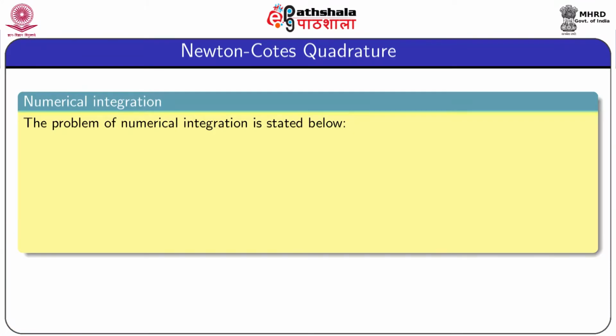In this module, that means module 2 of chapter 7, we shall consider the Newton-Cotes quadrature formula. This formula is obtained by integrating the Lagrange interpolating polynomial for equispaced arguments. Before going to the Newton-Cotes quadrature formula, we define numerical integration, which is defined below.